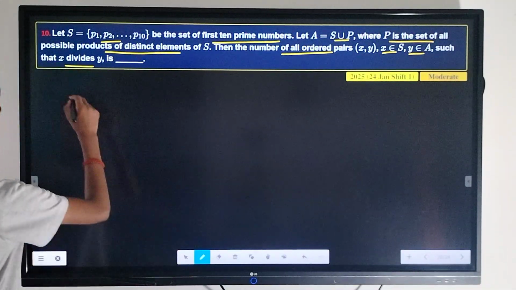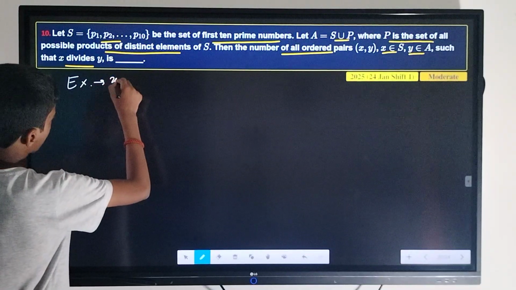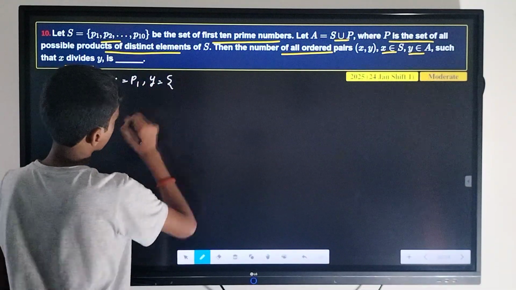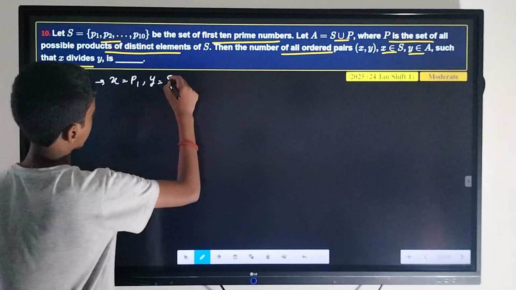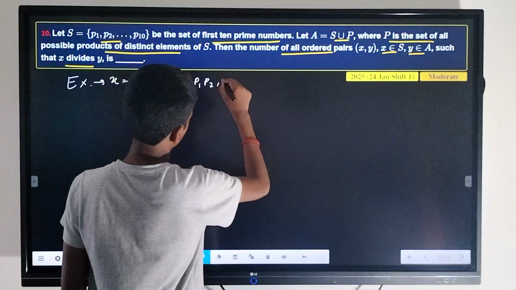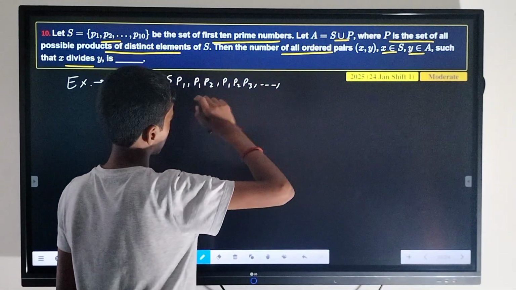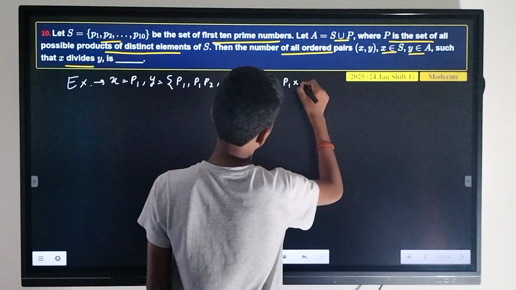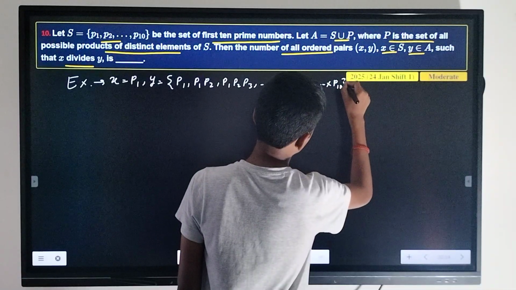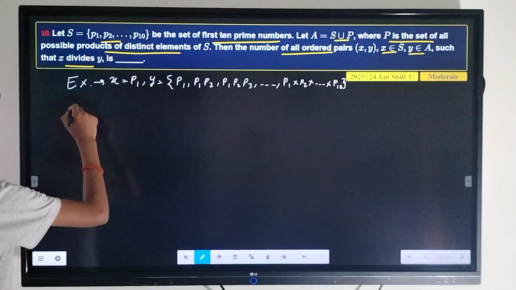Now here we are going to take an example. If our x is equal to P1, then our y can be P1, P1 P2, and so on, till P1 into P2 into dot dot dot till P10.